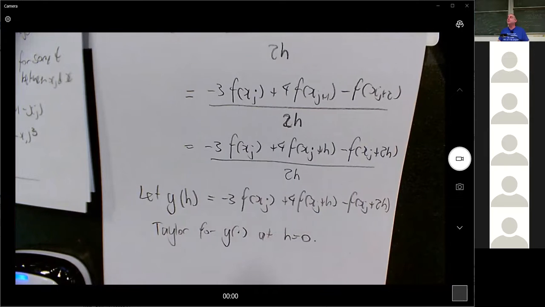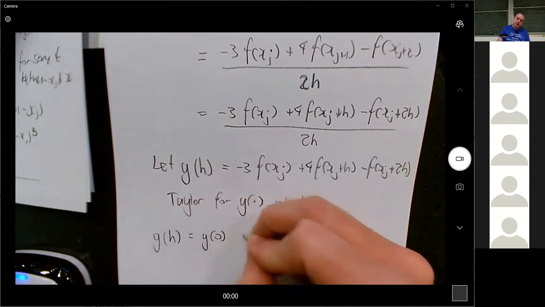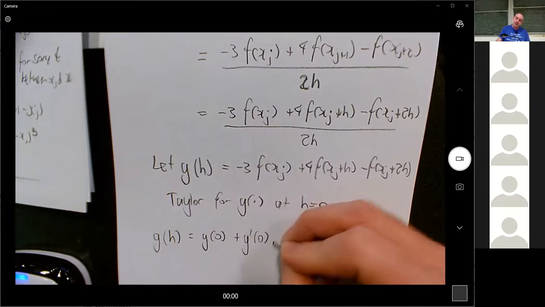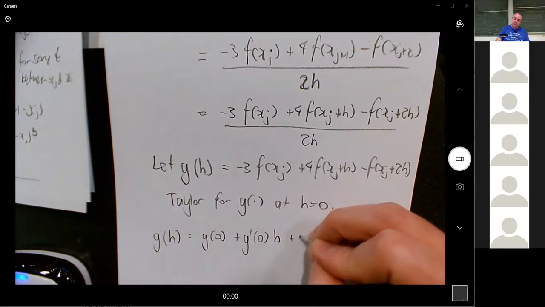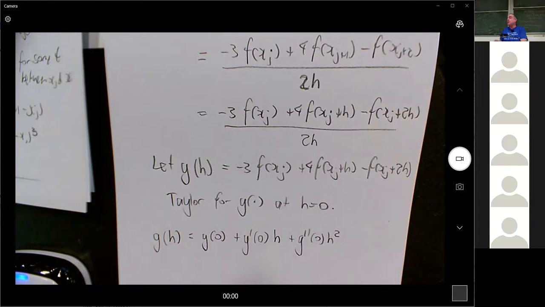At h equals 0. Now, if they had specifically said use Taylor's theorem on f at centre xj, you would have no choice but to do the first working that I did, because that uses Taylor's theorem on f. But if they just said use Taylor's theorem, and they didn't specify what function to do Taylor's theorem on, you could do this. So g of h will be g of 0 plus g dashed of 0 h plus g double dashed of 0 h squared, and so on for as long as I need to go for.